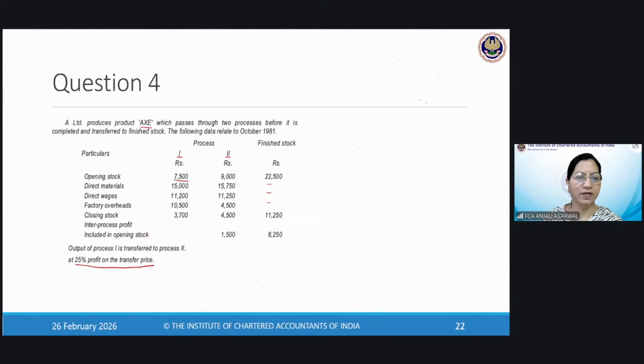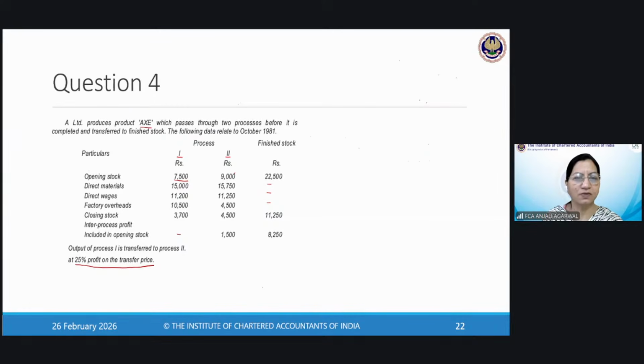Inter-process profits included in the opening stock. That means in the last period, there must have been a closing stock of 7,500, which has passed as opening stock to process one in this period. But because process one procures every material, wages, factory overheads, everything from outside, there is no question of inter-process profit on expenses incurred in process one, and therefore no question of inter-process profits in opening stocks and closing stocks.